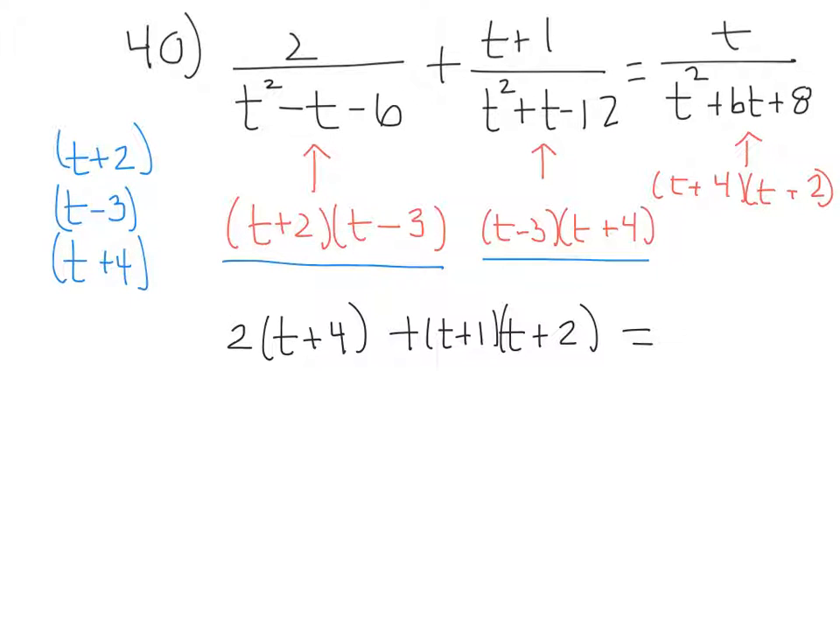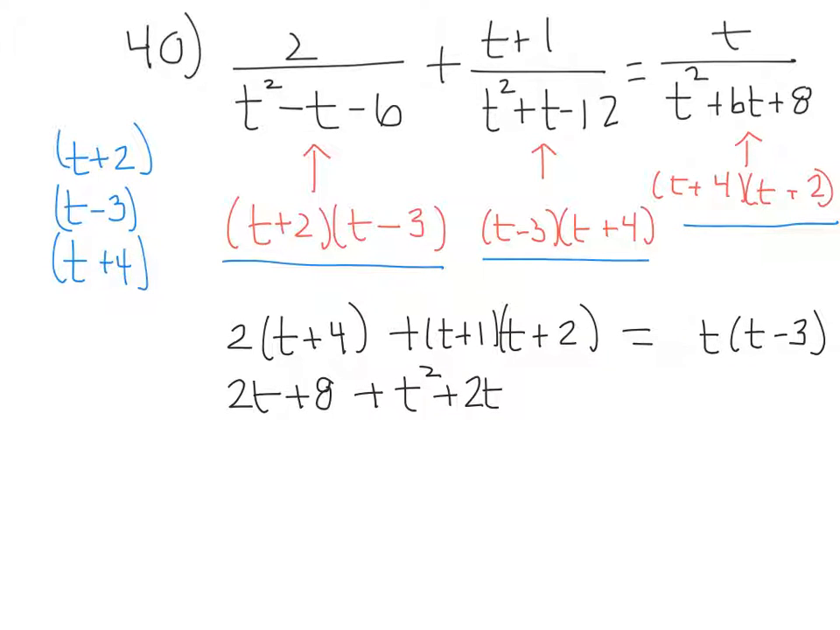And in my third fraction, the t plus 4 and the t plus 2 will cancel, and I'll be left with just the t minus 3, multiplied by what's already in the numerator there, which is t. Now I'm going to FOIL or distribute, and I'll get 2t plus 8 plus, FOIL this, first times first is t squared, outside times outside is 2t, inside times inside is 1t, last times last is 2, and distribute on the right, t times t is t squared, t times -3 is -3t.